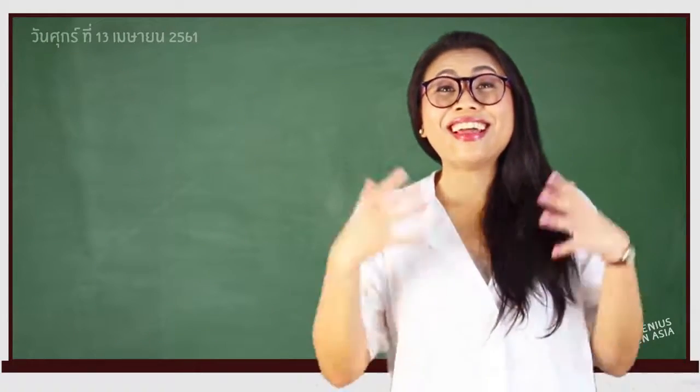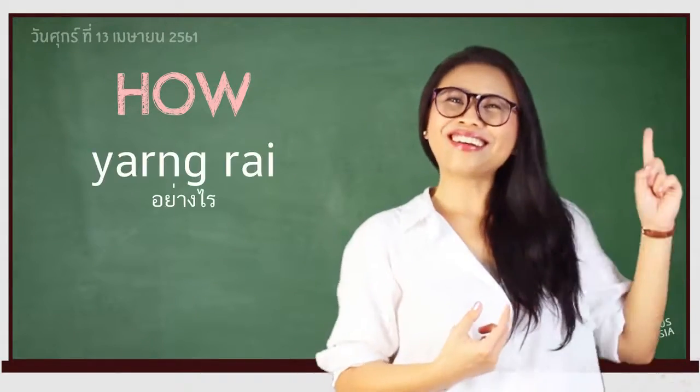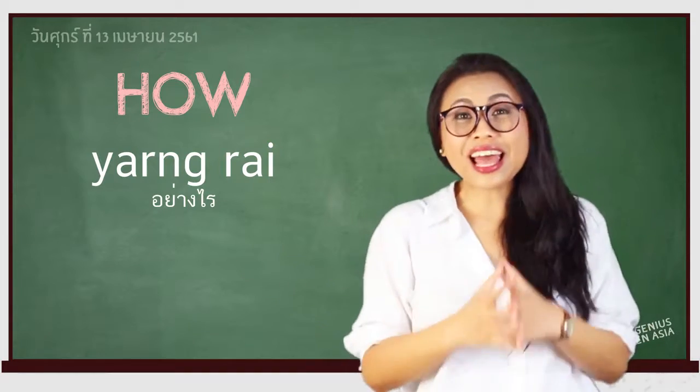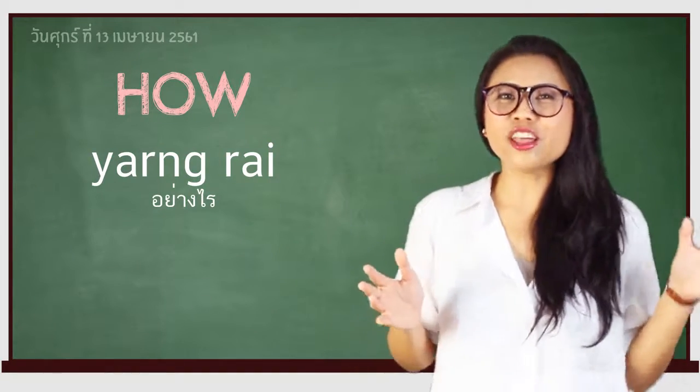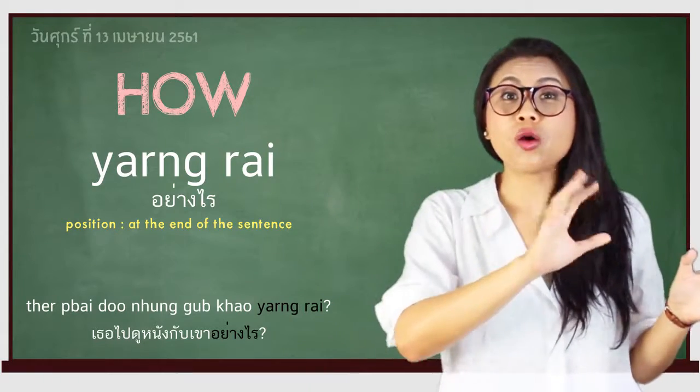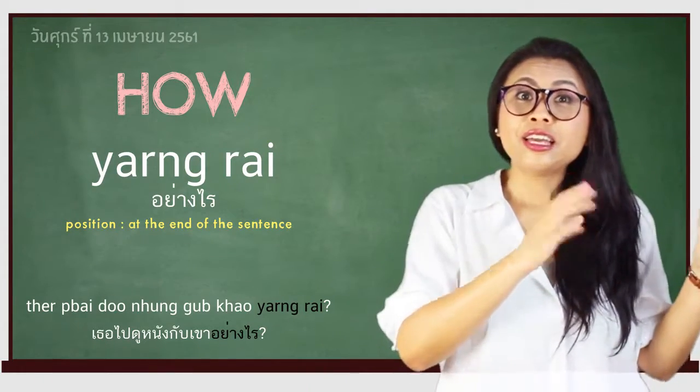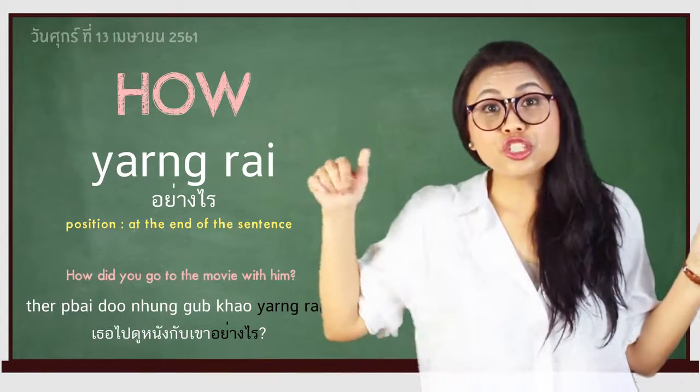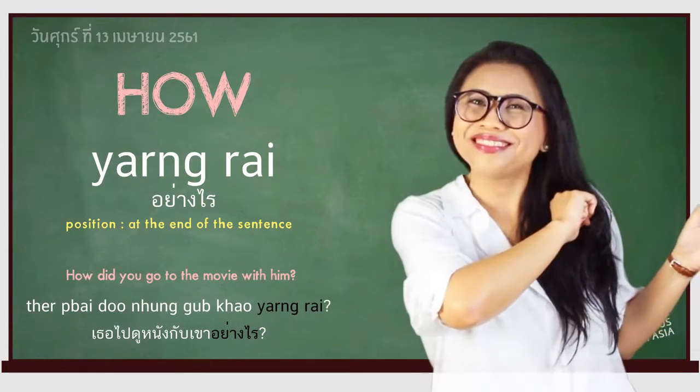The last one, how or อย่างไร. Super easy. You just add the word อย่างไร at the end of the sentence. For example, เธอไปดูหนังกับเขาอย่างไร. Which means how did you go to the movie with him?